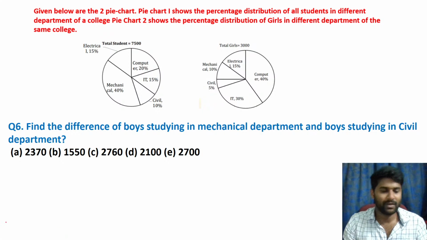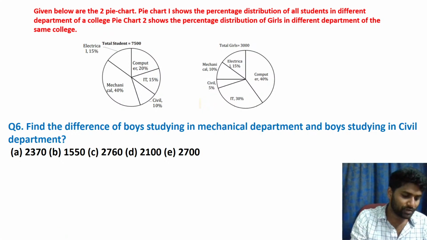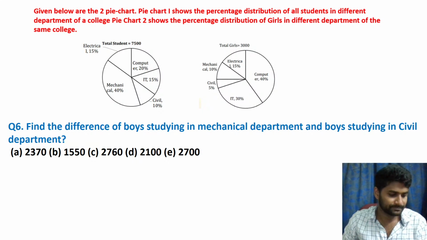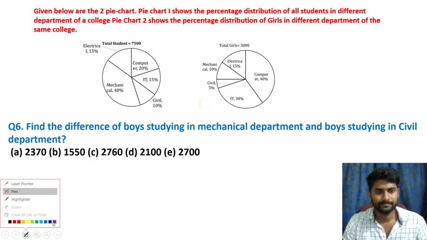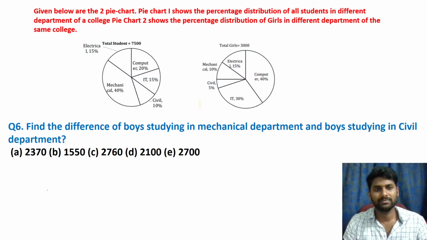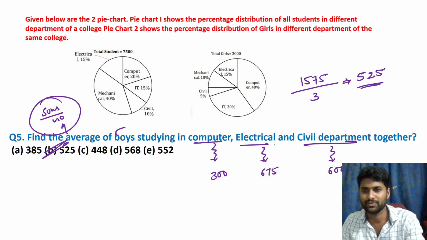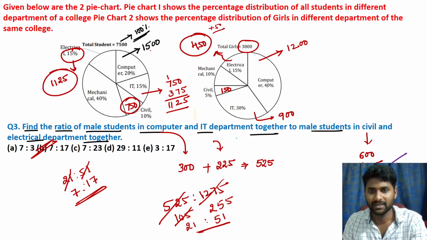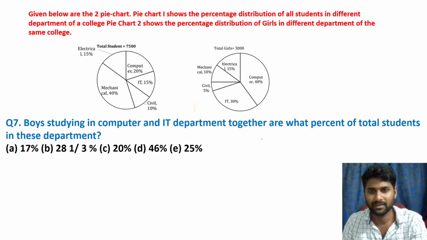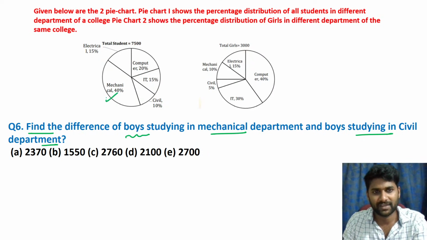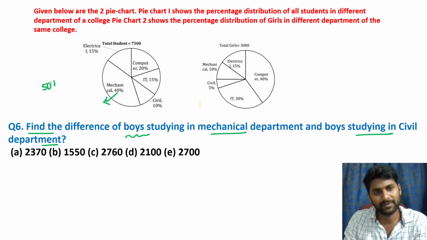See how I am taking the data and how I am doing the calculation. Focus on those two parameters. Now question number 6. Find the difference of boys studying in mechanical department and civil department. We already know the number of students in the mechanical department. See here 40%. 40% means 50 percentage minus 10 percentage, or you can multiply 10 percentage into 4. You can take any calculation you wish.